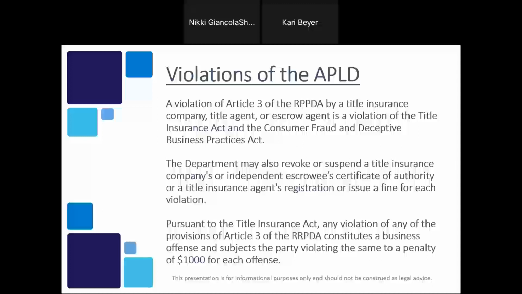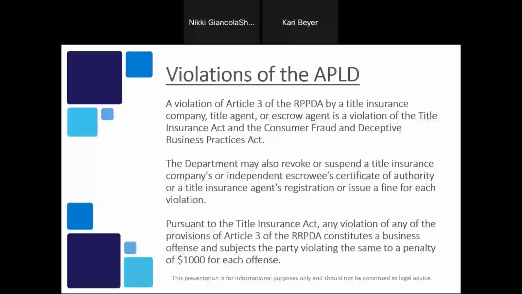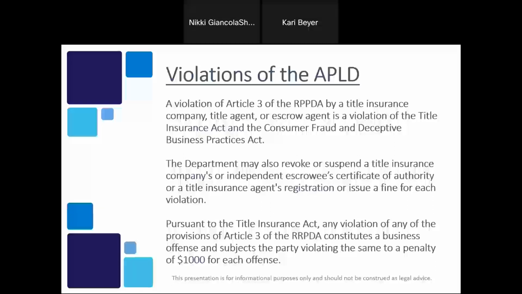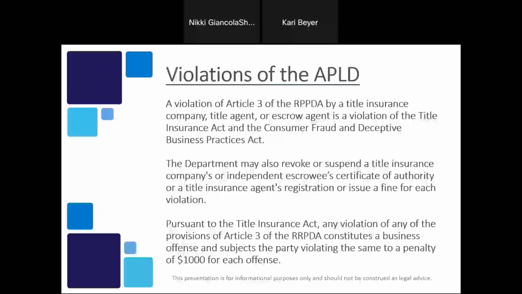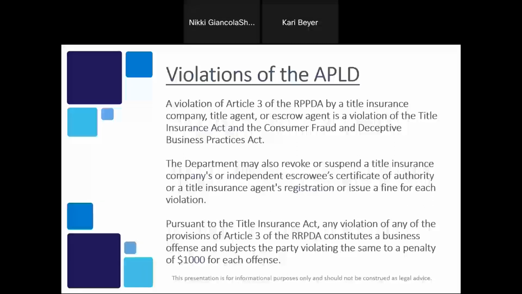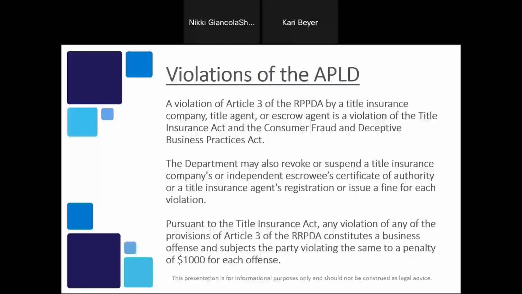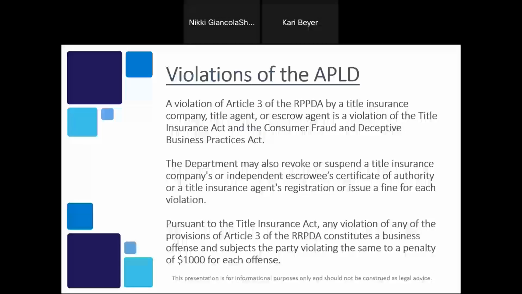Violations of the APLD. A violation of Article 3 of the RRPDA by a title insurance company, title agent, or escrow agent is a violation of the Title Insurance Act and the Consumer Fraud and Deceptive Business Practices Act. The department may also revoke or suspend a title insurance company's or independent escrowee's certificate of authority or a title insurance agent's registration or issue a fine for each violation. Pursuant to the Title Insurance Act, any violation of the provisions of Article 3 of the RRPDA constitutes a business offense that subjects the party violating the same to a penalty of $1,000 for each offense.